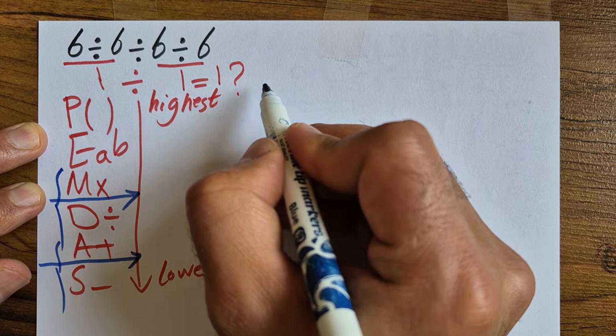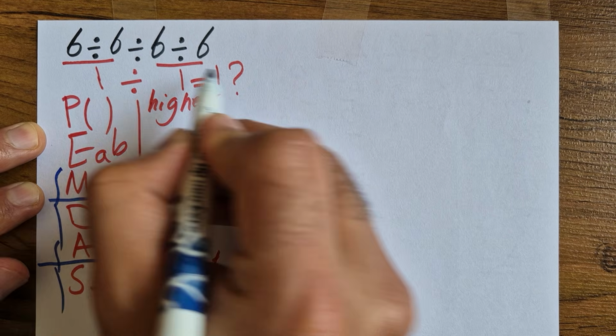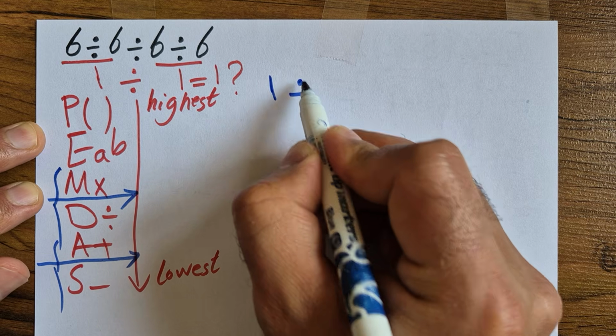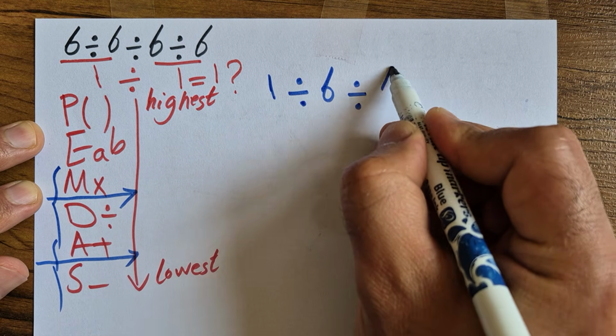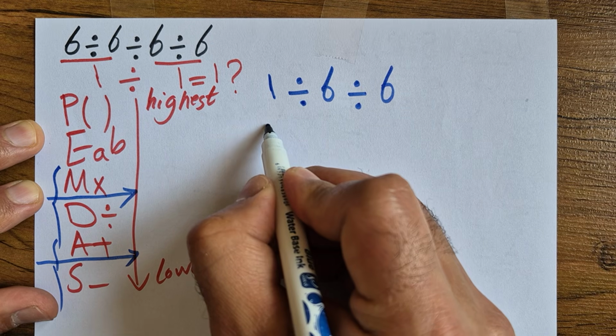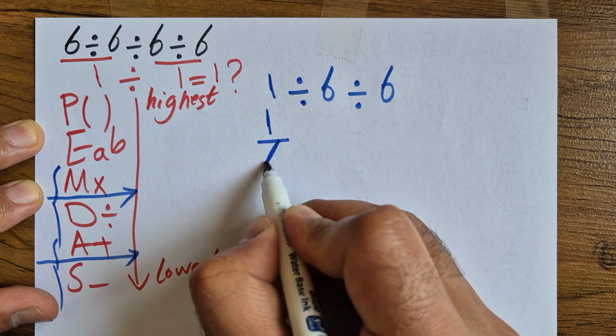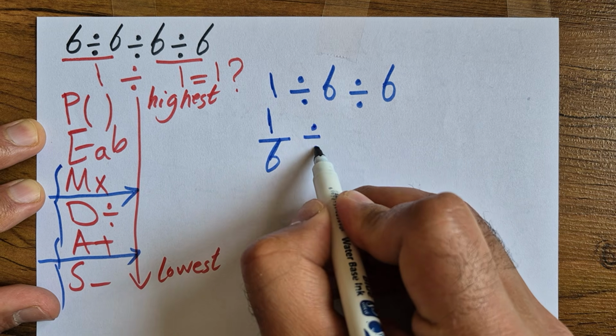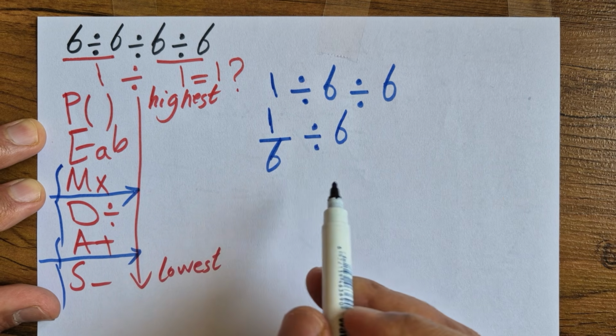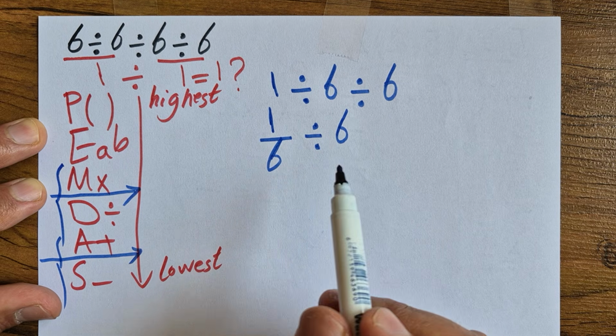So 6 divided by 6, the first part obviously gives us 1. 1 divided by 6 divided by 6. 1 divided by 6 gives us a fraction, 1 over 6 or 1/6. Divided by 6. Pay attention. This is not a multiplication. This is not a 1.